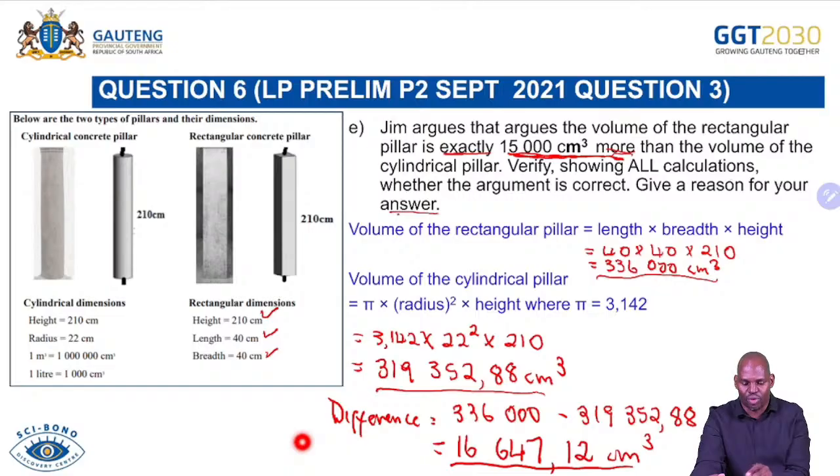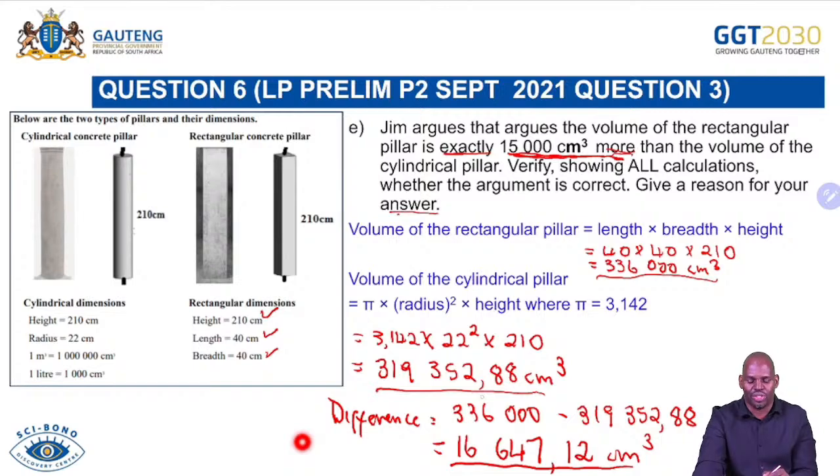Then they say give a reason for your answer. It's because it's not exactly 15,000, but it's 16,647.12. So we first had to do the calculations, and after that we calculate the difference so that we can base our argument. Then the reason is it is not exactly 15,000, but it's actually 16,647.12. Okay, so that is the answer for question 6E.